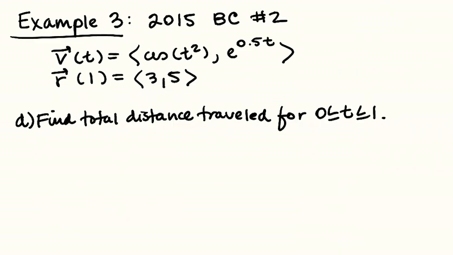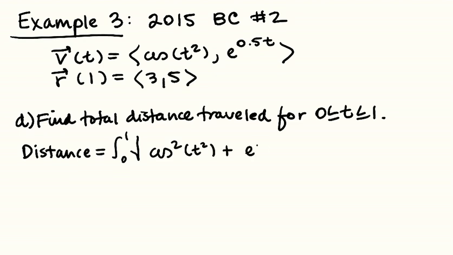And then part D is asking for the total distance traveled by the particle on the time interval 0 to 1. So I know that distance is the integral of speed. So that's the integral from 0 to 1 of this square root. And I kind of wish I'd saved that square root, but it's all right. Square root of cosine squared of t squared plus e to the 0.5 t squared, integrate with respect to t.